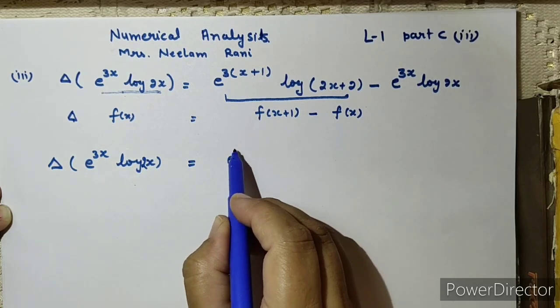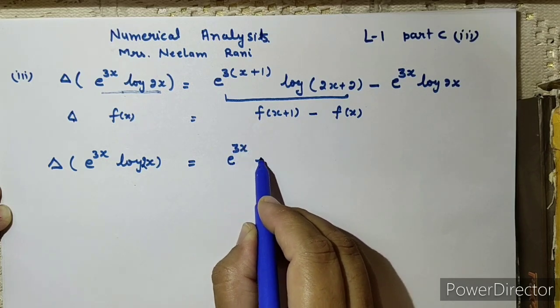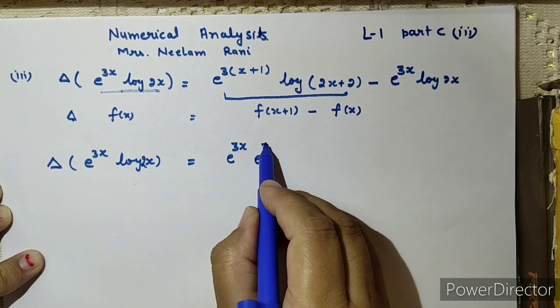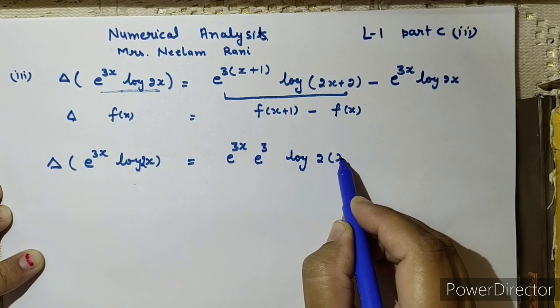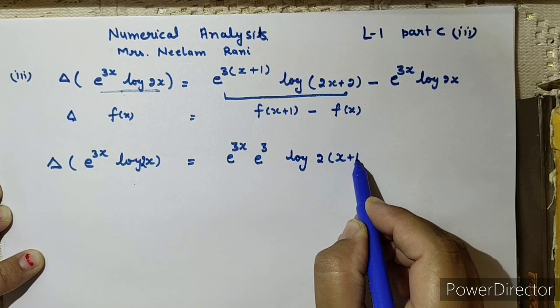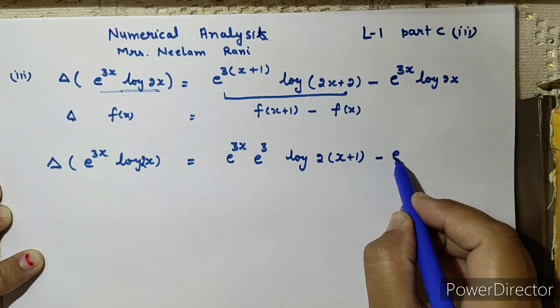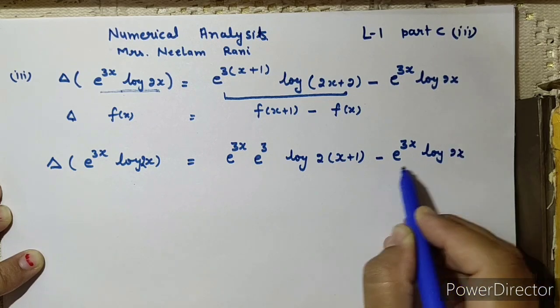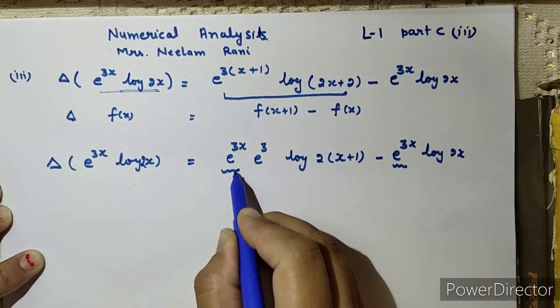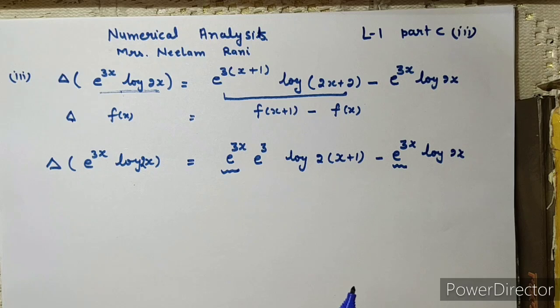So here you can write e^(3x) into e^3 and this is log of 2, into, you can write this is x plus 1 also according to your question, 3x. Now you have to simplify this. And how to simplify? This term is here, this term is here. You can take it outside.